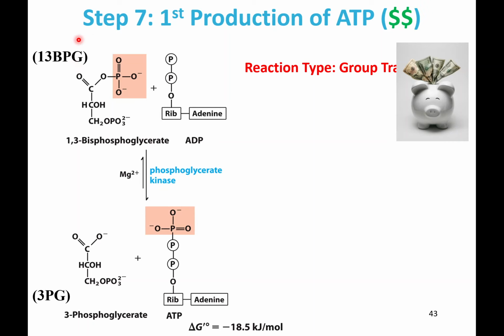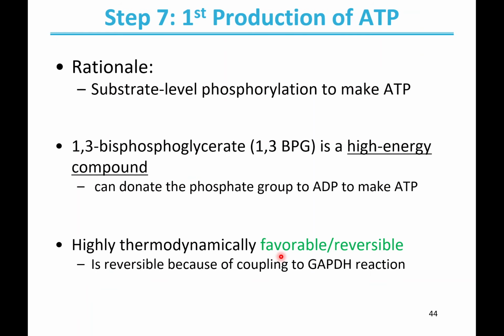1,3-BPG is a very high energy molecule, and breaking that phosphate bond and transferring it releases a lot of energy. So it's even higher energy than ATP, because this delta G value here is very negative. Okay, this is a substrate level phosphorylation to make ATP, right? And so that is important. Okay, and again, 1,3-BPG is a very high energy compound.